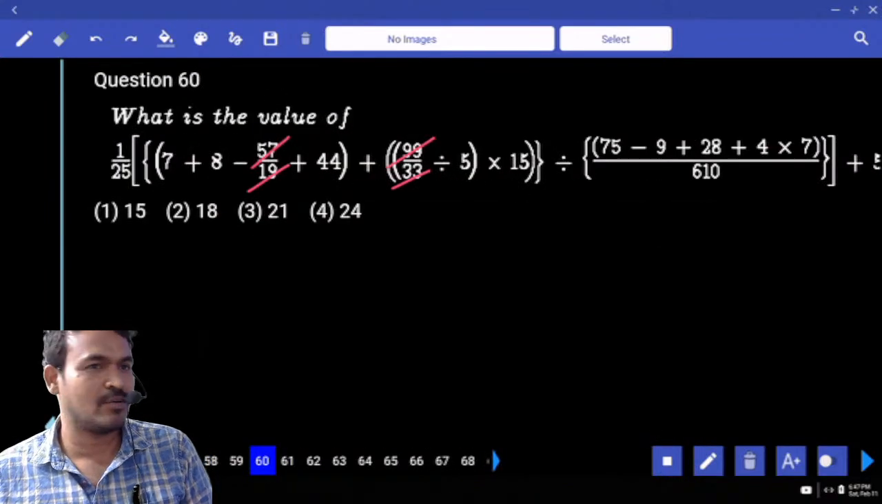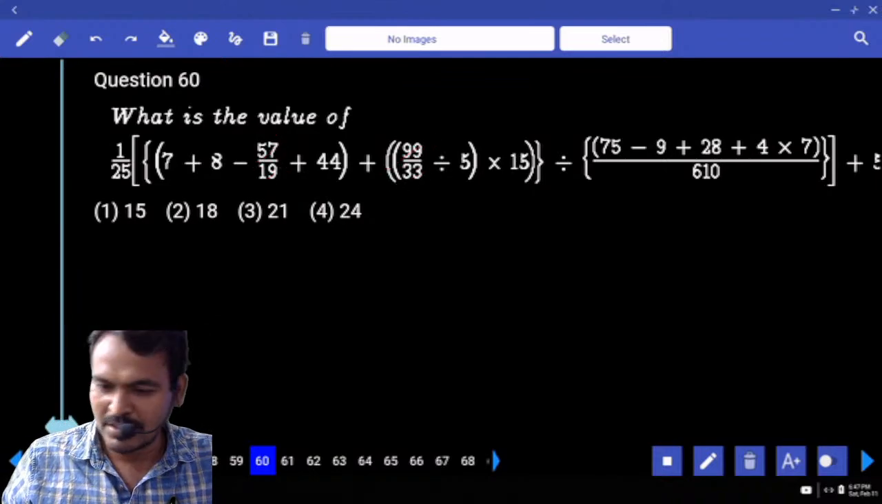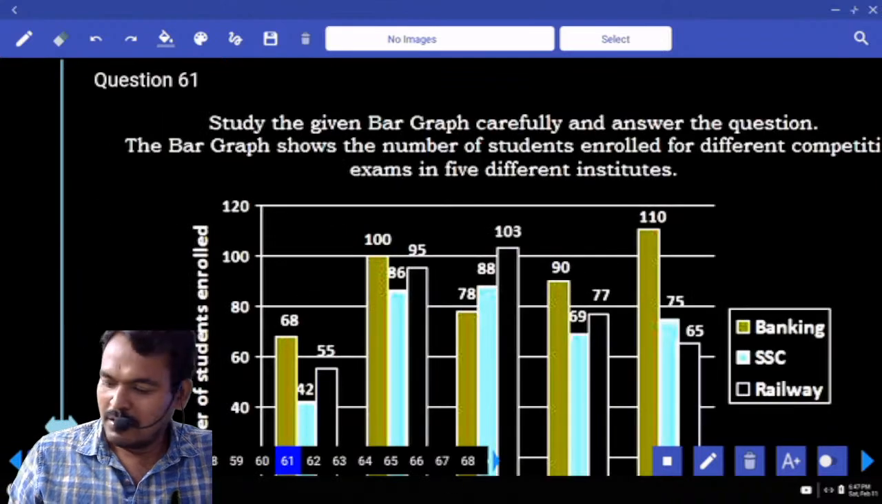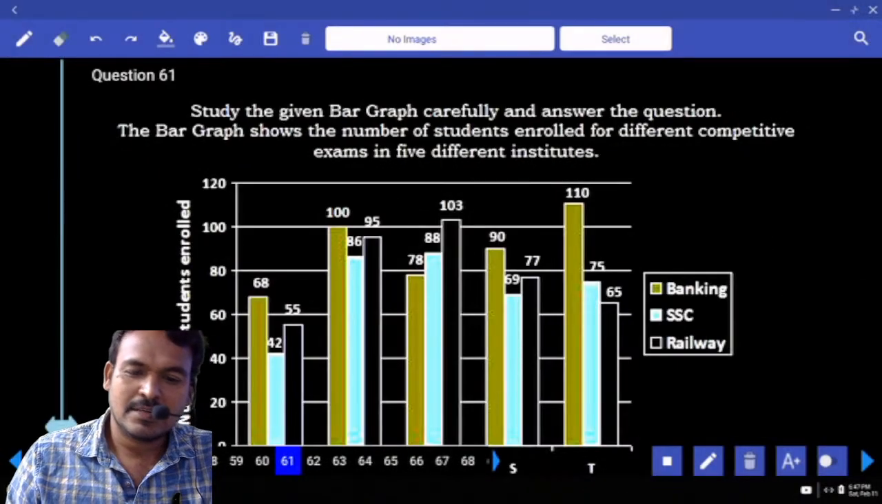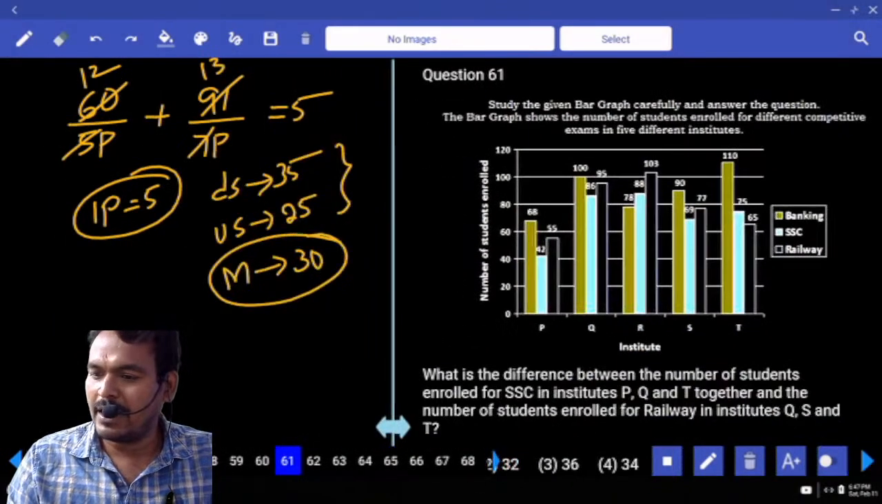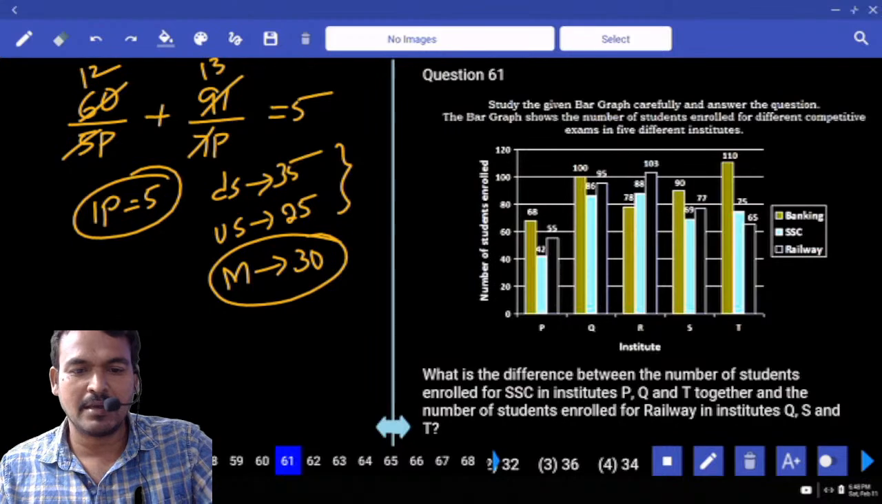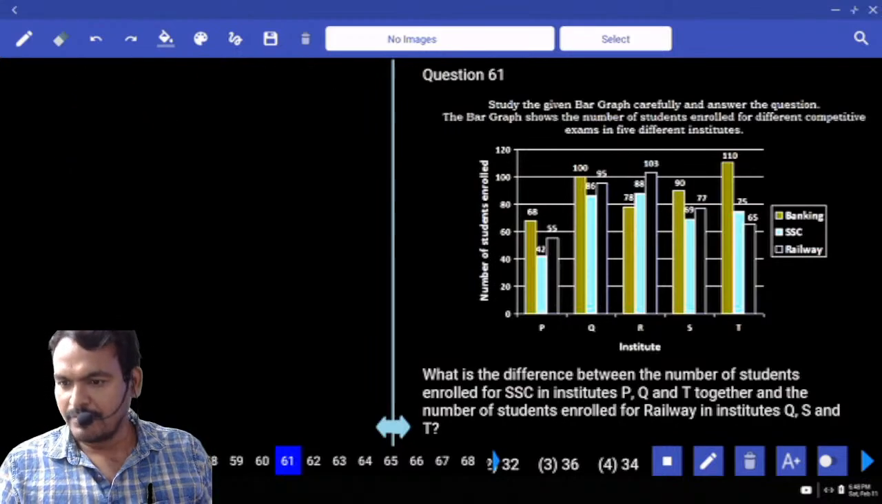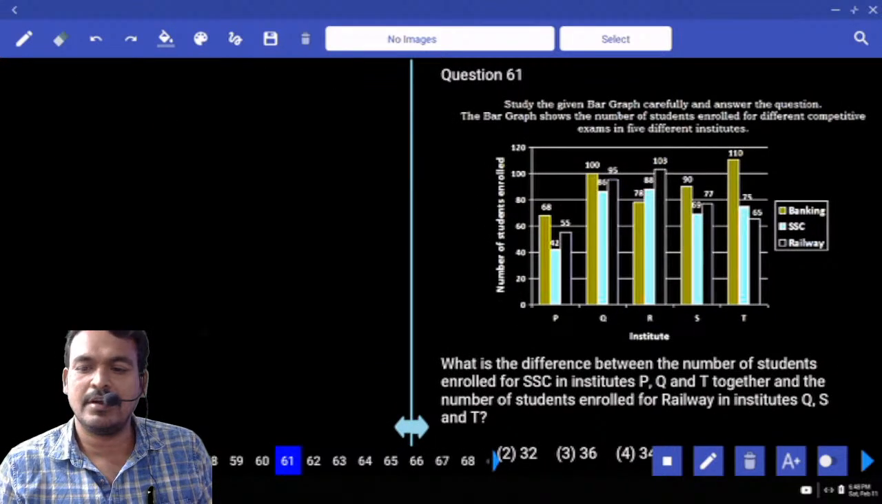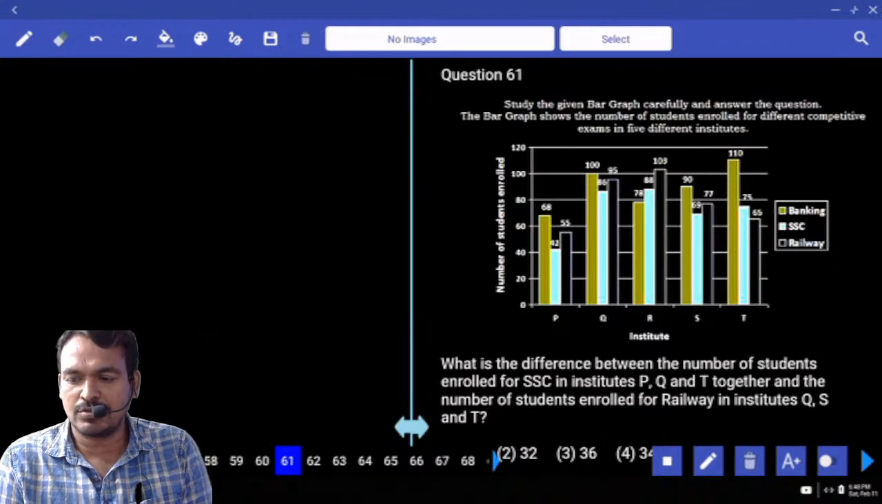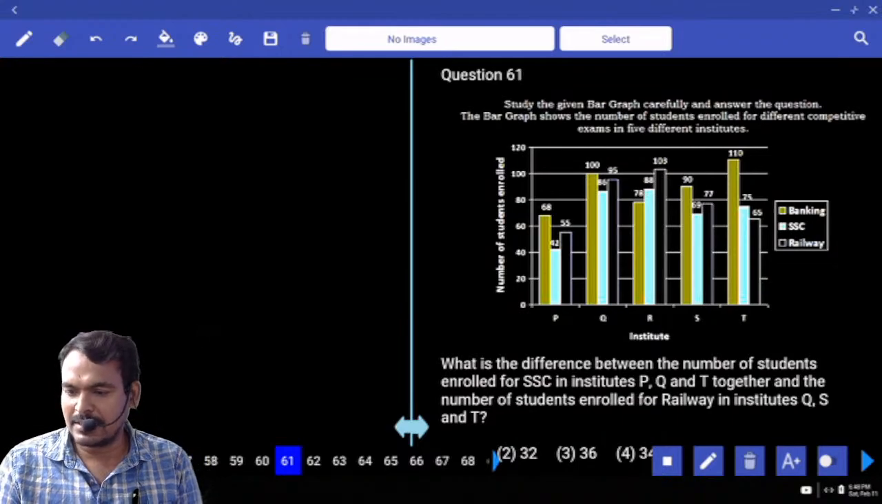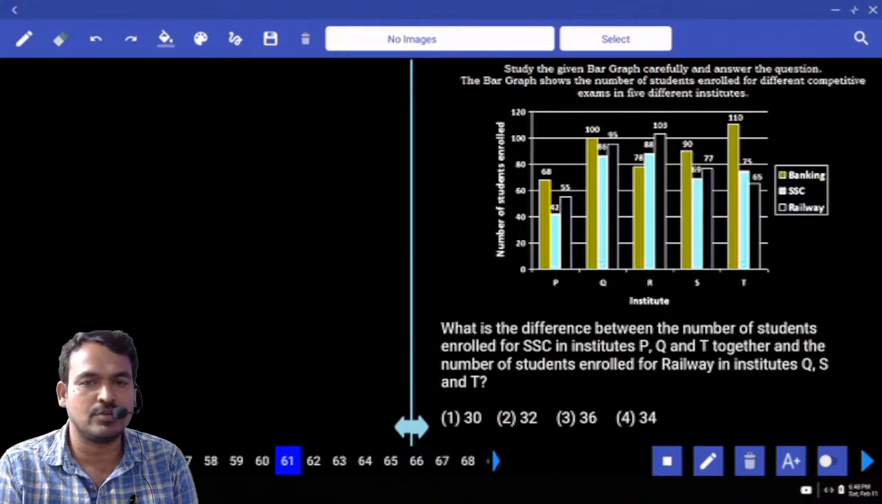Can I skip the 60 question? Next, question number 61. Study the given bar graph carefully and answer the questions. The bar graph shows the number of students enrolled for different competitive exams in 5 different institutions. Banking, SSC and railway are given, and 5 institutions are given.